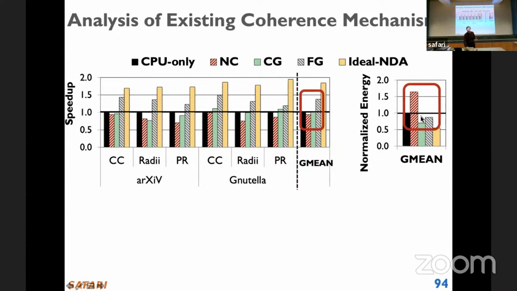Okay, and this is the energy. If you look at energy, non-cacheable is terrible because you actually lose energy. Coarse-grained saves some energy. Fine-grained doesn't save a whole lot of energy. So the energy benefits of processing in memory get eliminated by a lot of coherence mechanisms. Ideally, you want to get ideal energy benefits and ideal performance benefits.